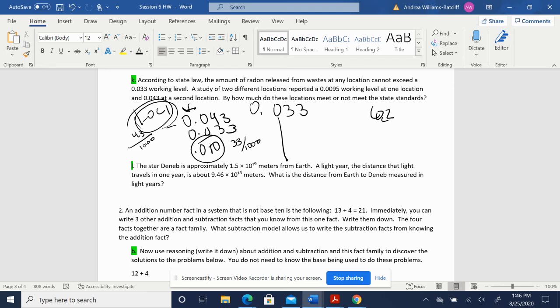Okay. So let's look at location 2. Oh, did I just do that backwards? I did. No, well, that's all right. It's easy to fix. We'll call this location 2. Come over here and look at location 1. So that was location 2. Here we go. We've got 0.0095. So let's compare that to the standard.